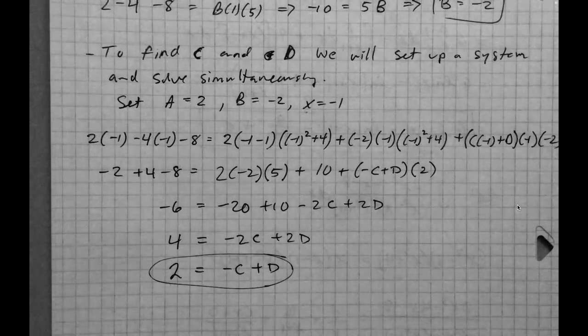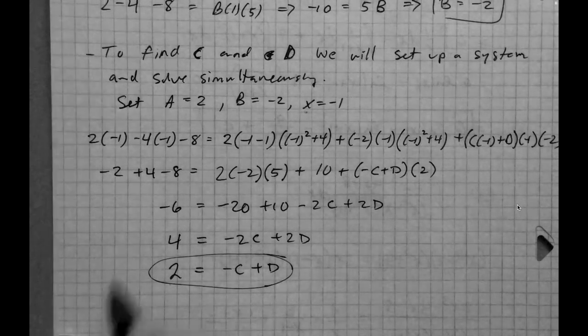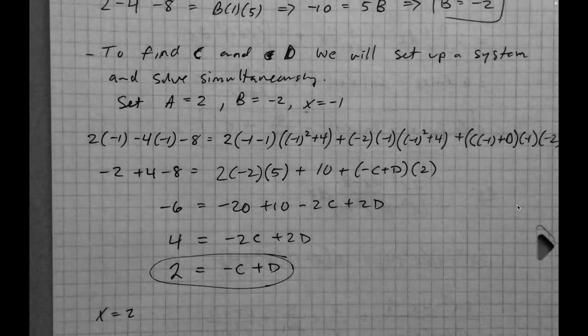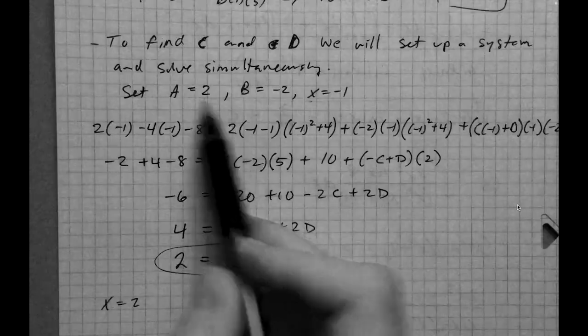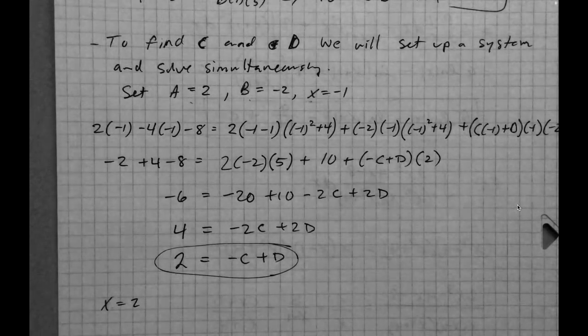All right, now we have to do the same thing, but for a different value of x, because we have to set up a system of 2 equations to solve for c and d. So what we could do here is use x equals 2. Previously we used x equals negative 1. We could basically plug a, b, and x in and get another equation.